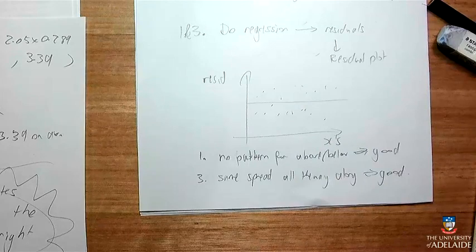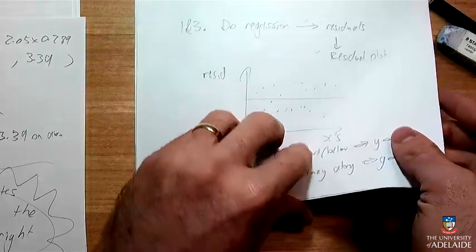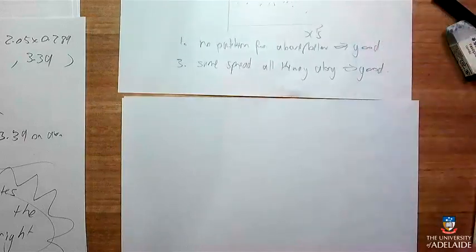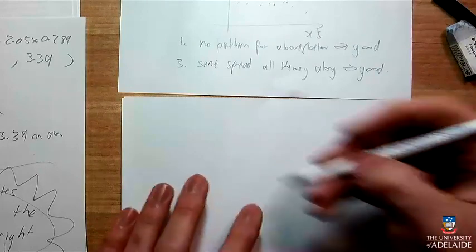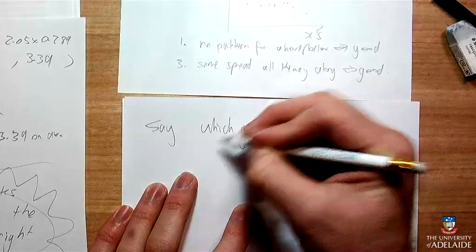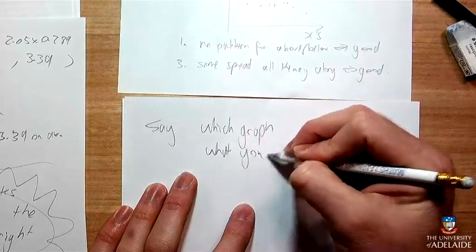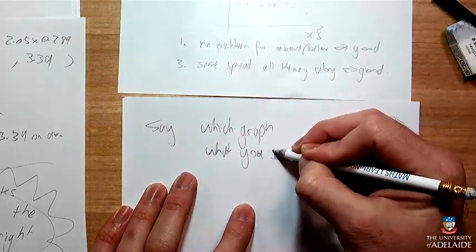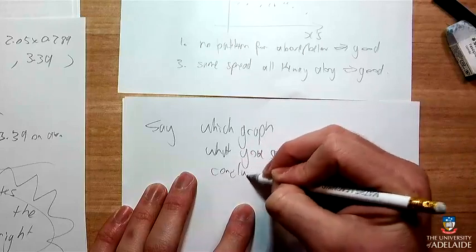Okay, so when your lecturer asks you to check the assumptions, you need to say what graph you're looking at, what you observe, and what it means for each of them. Now, to be fair, that would be 12 marks, but it's usually only worth 4, 1 for each assumption. But you need to say which graph, what you see, and the conclusion.